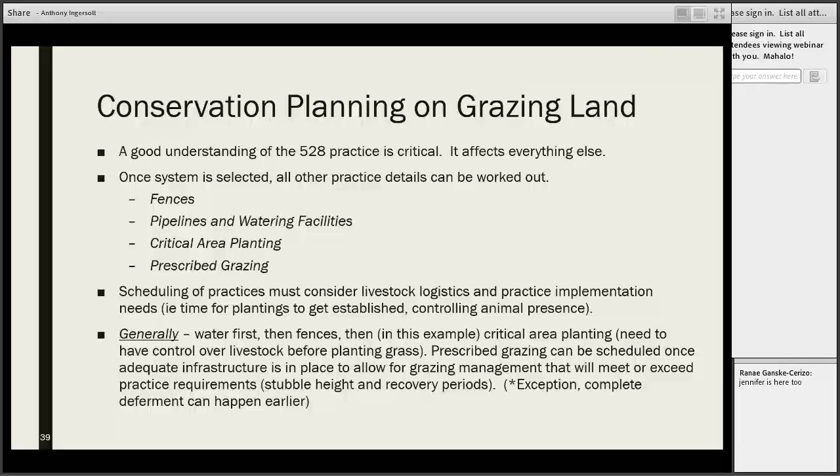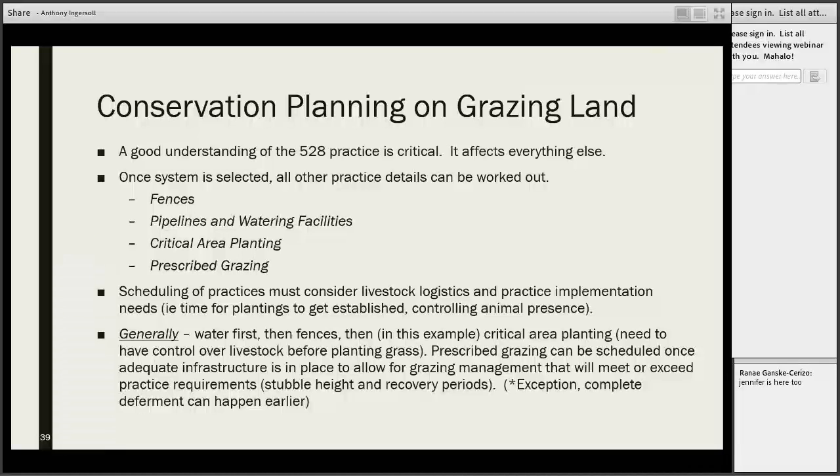Always, when we're scheduling these practices, we've got to be considering the livestock logistics and practice implementation needs for timing, right? So if we're doing plant establishment practices, how much time does that take? Does it need to be well established before we're going to put the livestock on it again? Or if we're going to be doing soil disturbing practices, we may have to control the animal's presence. We might need to be factoring in time for engineering, depending on what it requires.